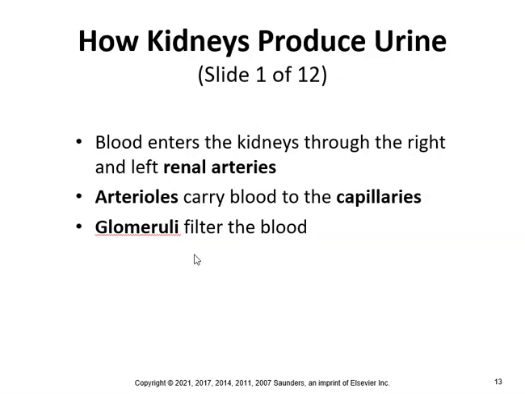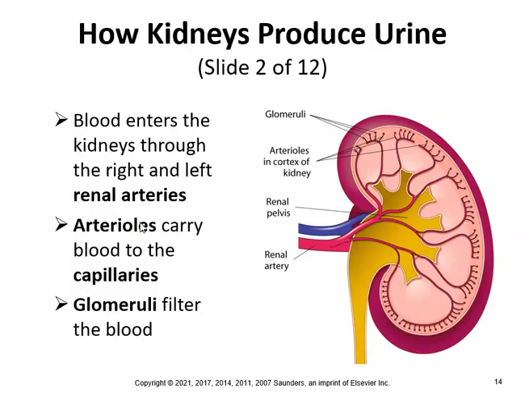And kidneys help regulate blood pressure. They maintain blood pressure. So there's a lot of things that the kidneys do that you'll find out in anatomy and physiology. Now, if you look at this, how kidneys produce urine, again, so here's the renal artery. Blood enters the kidneys through the right and left renal arteries. Arterioles carry blood to the capillaries, and the glomeruli, which are up here, will filter the blood.